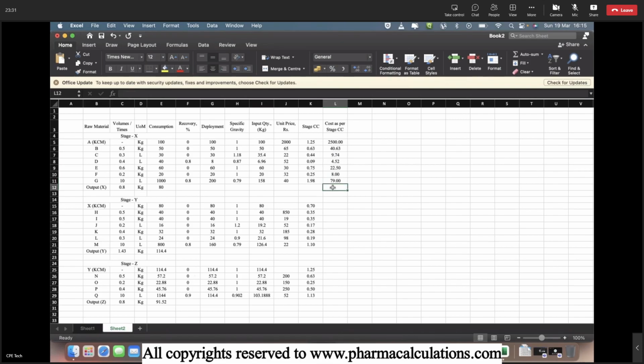Now let's try to add up the total, the summation of the above materials. So this is going to be almost 2664.38. So that means this is the manufacturing cost for stage X, like for 1 kg of material of stage X. So I'll be taking it here, and similarly we have to do with this.